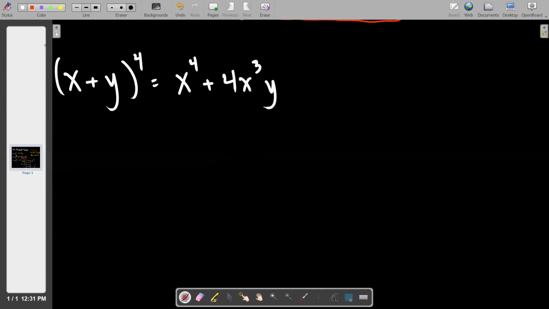Good. Next term is a 6. The triangle tells us 1, 4, 6, 4, 1. So we know the next term is a 6. And how many x's? How many y's? Good. Next term?